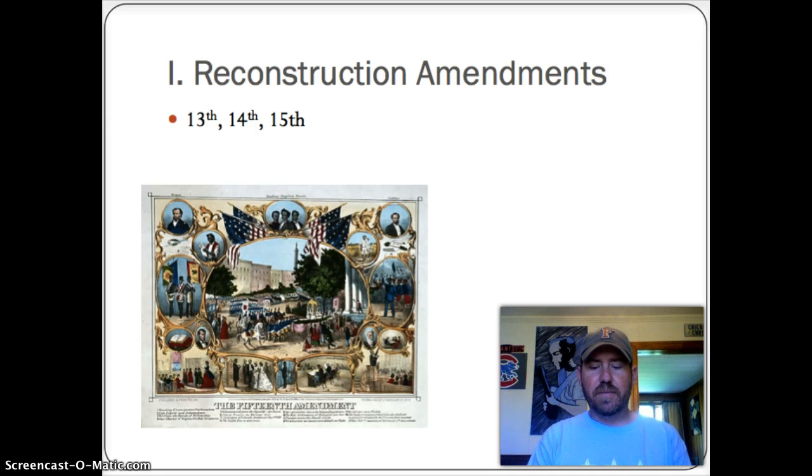What the 13th did is it abolished slavery. It got rid of it. The 14th makes slaves citizens, and the 15th gives them the right to vote. So we'll talk about these a little bit more in class, but if anything, know the basic components of them and what they did.